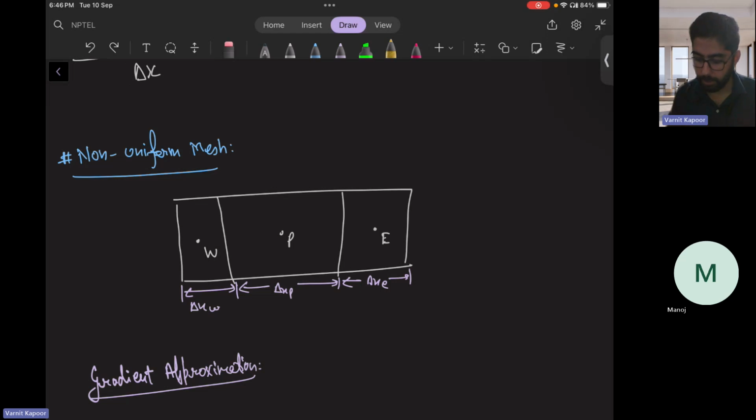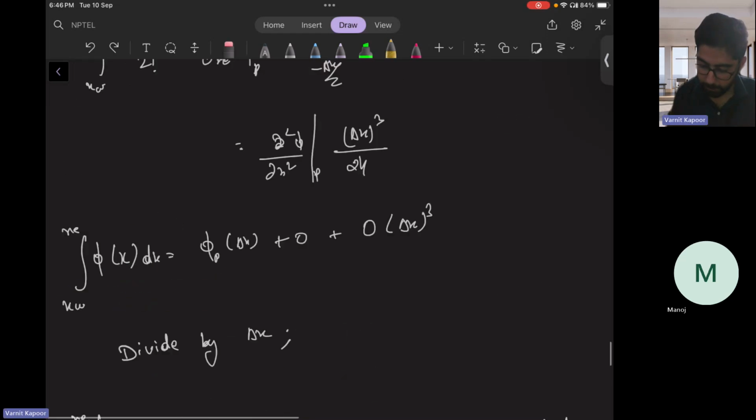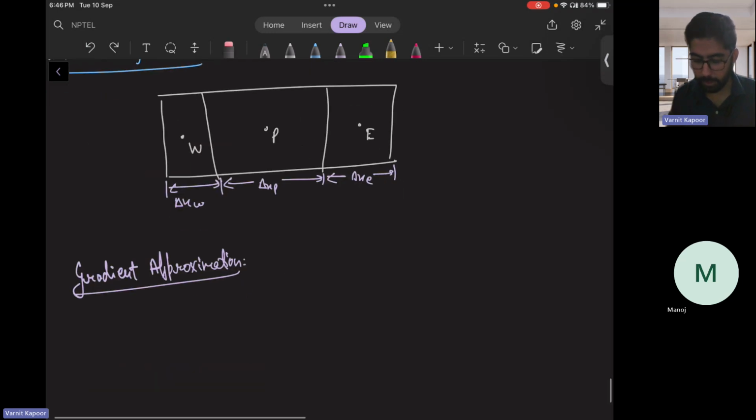That means there is not going to be this term this time. So there will be this term, and you will divide by delta x. So it will be left with delta x cube. Okay. That will give you a second order accuracy.